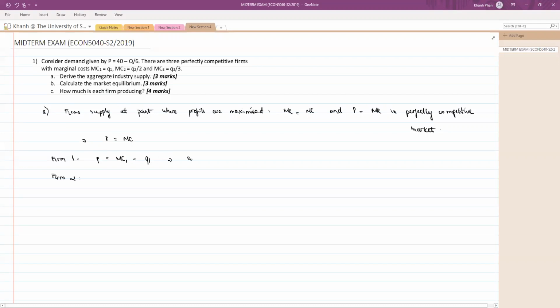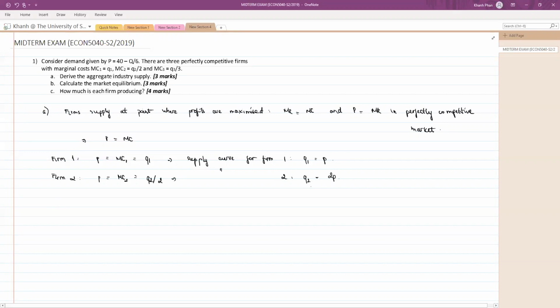So supply for firm 1 is where Q1 equals P. P is a number given to the firm, and Q1 is how much the firm would like to supply. Very similarly for firm 2, it will supply at a point where price equals marginal cost 2, which is Q2 on 2. Therefore the supply curve for firm 2 is Q2 equals 2P.